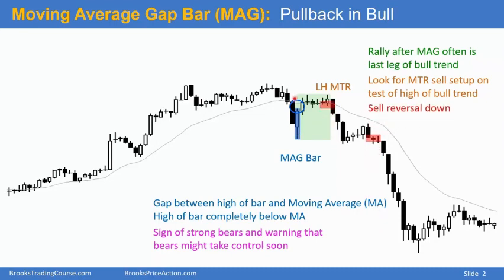Because of the strength of the bears and the loss of strength on the part of the bulls, traders expect a trading range or a bear trend. In either case, they want to sell high. They'll look for reversals up to fail and either lead to a trading range or a bear trend.